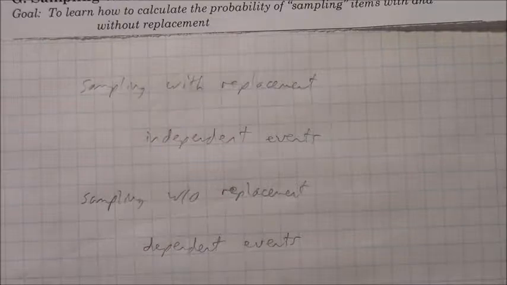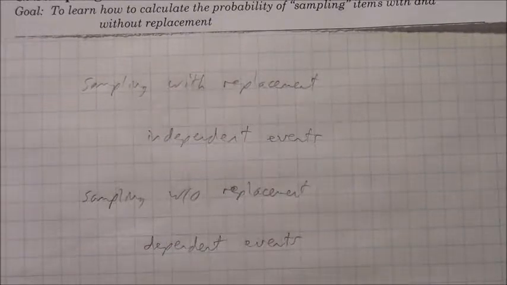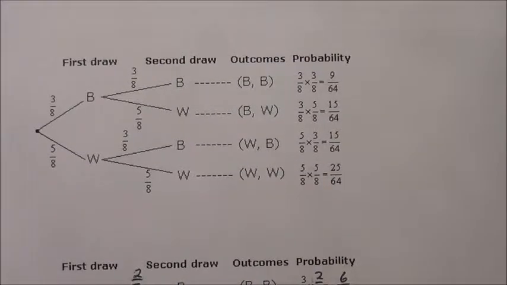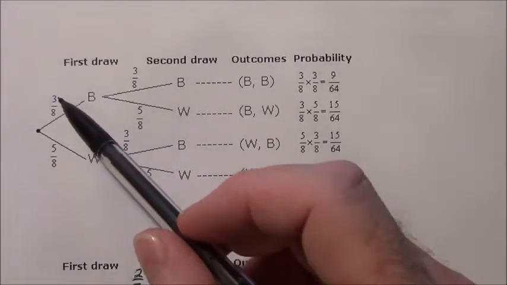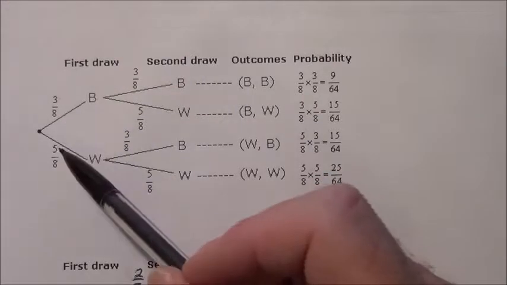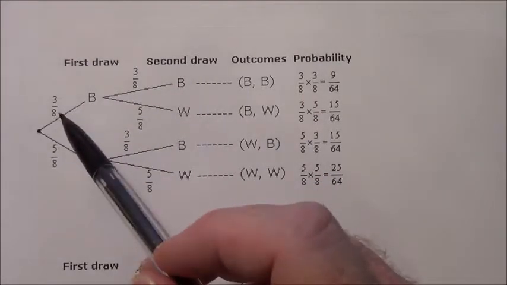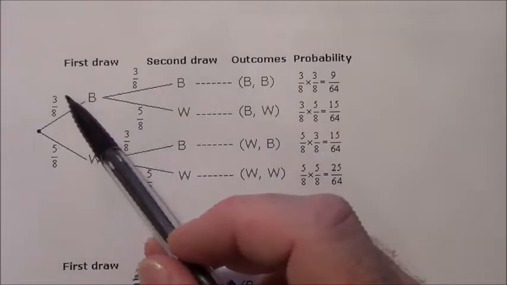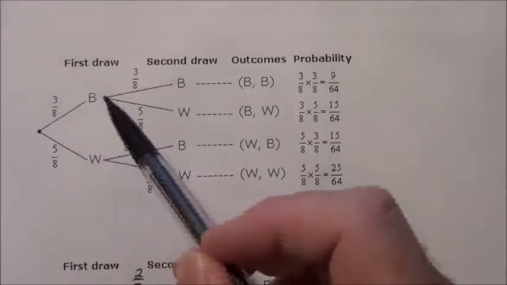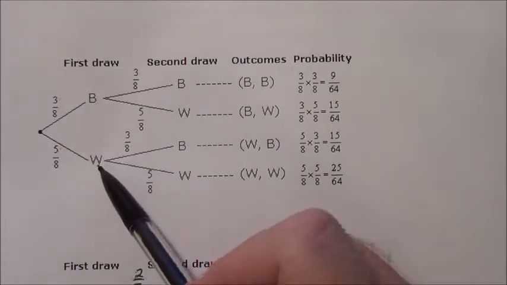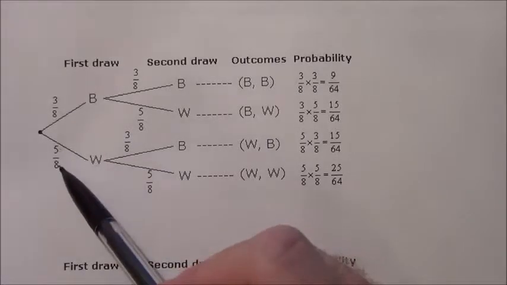Okay, let's take a quick look at an example that we looked at the other day, the idea of a bag of marbles. Remember that beautiful drawing I made on the last video? We've got 3 black marbles in the bag and 5 white marbles in the bag. On the first draw, the probability of randomly selecting a black marble is 3/8. The probability of randomly selecting a white marble on the first draw is 5/8.